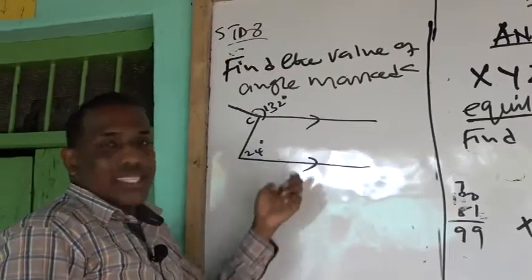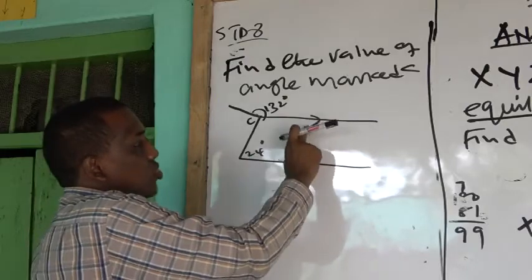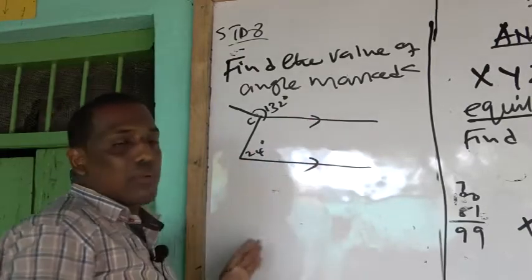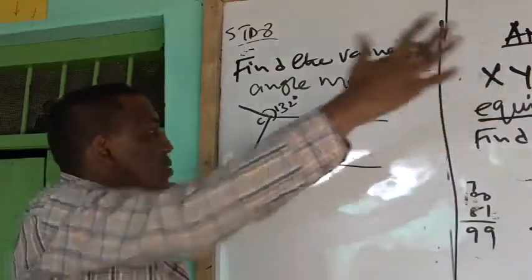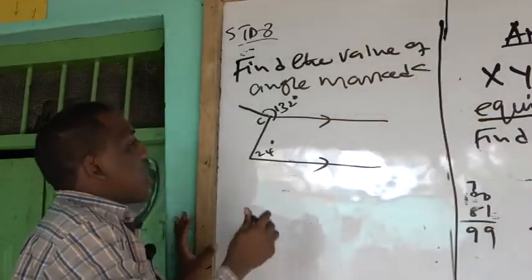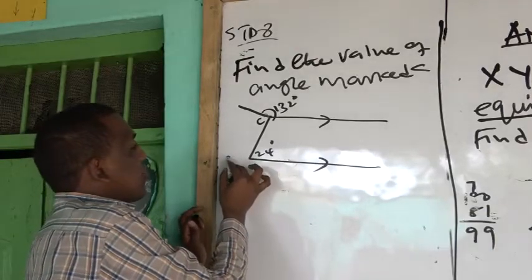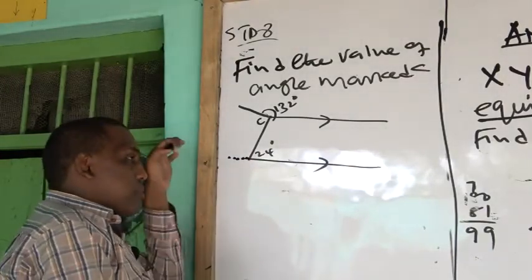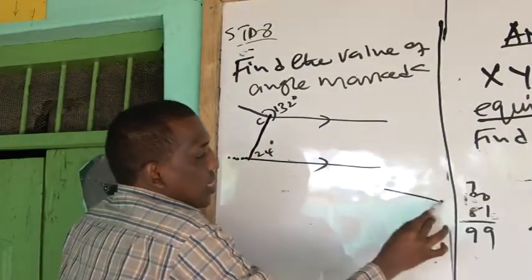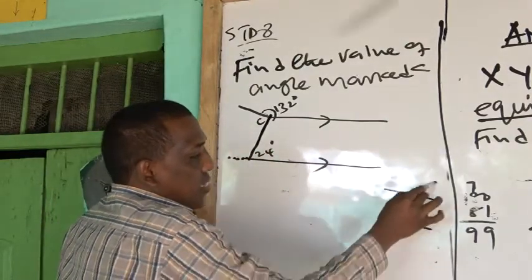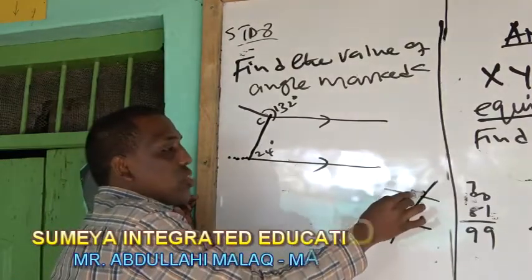Remember, these two lines are parallel. How do I know whether these two lines are parallel? This sign, the arrow, shows that these two lines are parallel. Parallel lines are lines that never meet. These two lines, they will never meet. So when there is a parallel line now, I can extend this one if I wish so. So what happens now? This line is called transversal line. When the two parallel lines are this way, there is this line that cuts the two parallel lines. So this line is what is called transversal line.